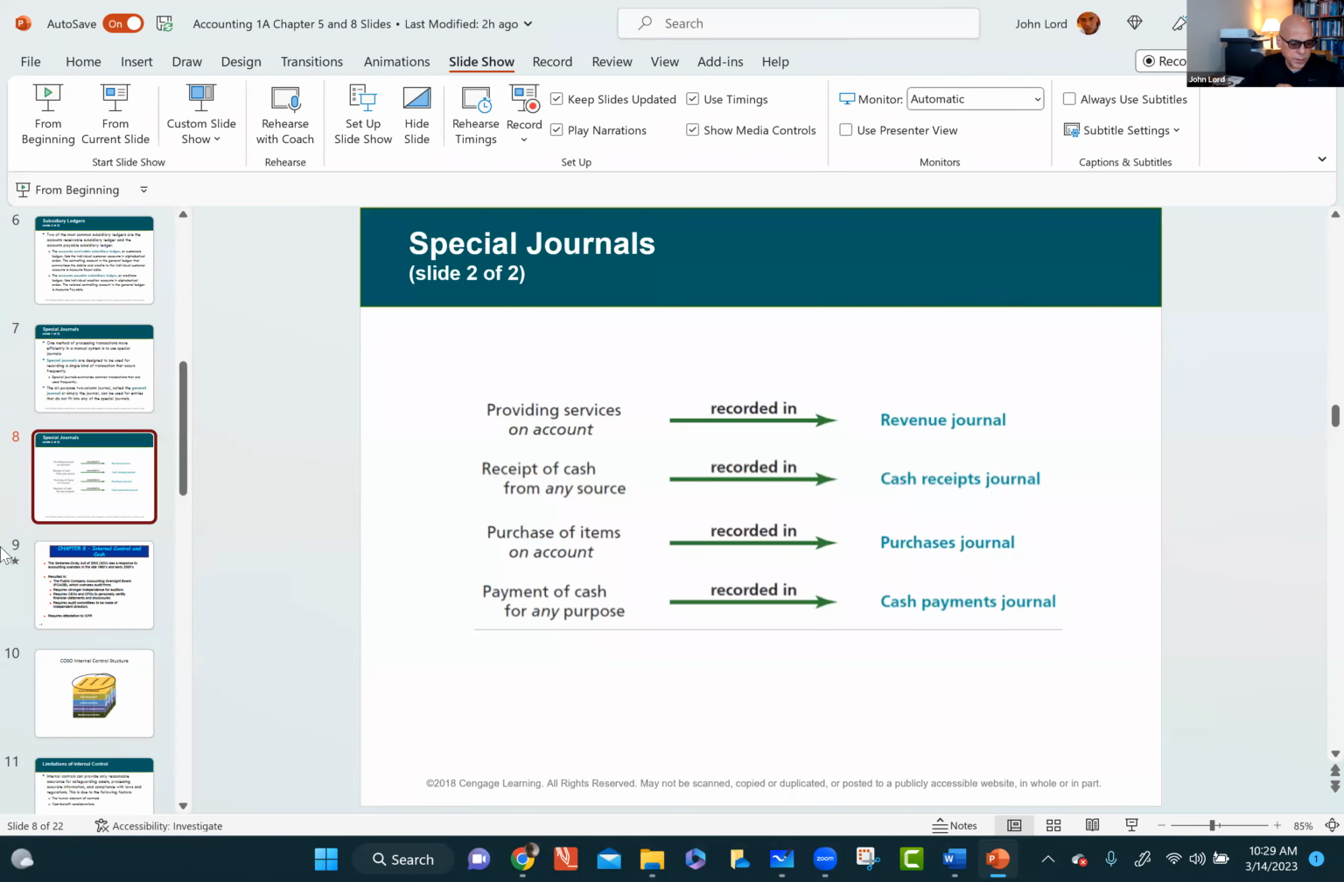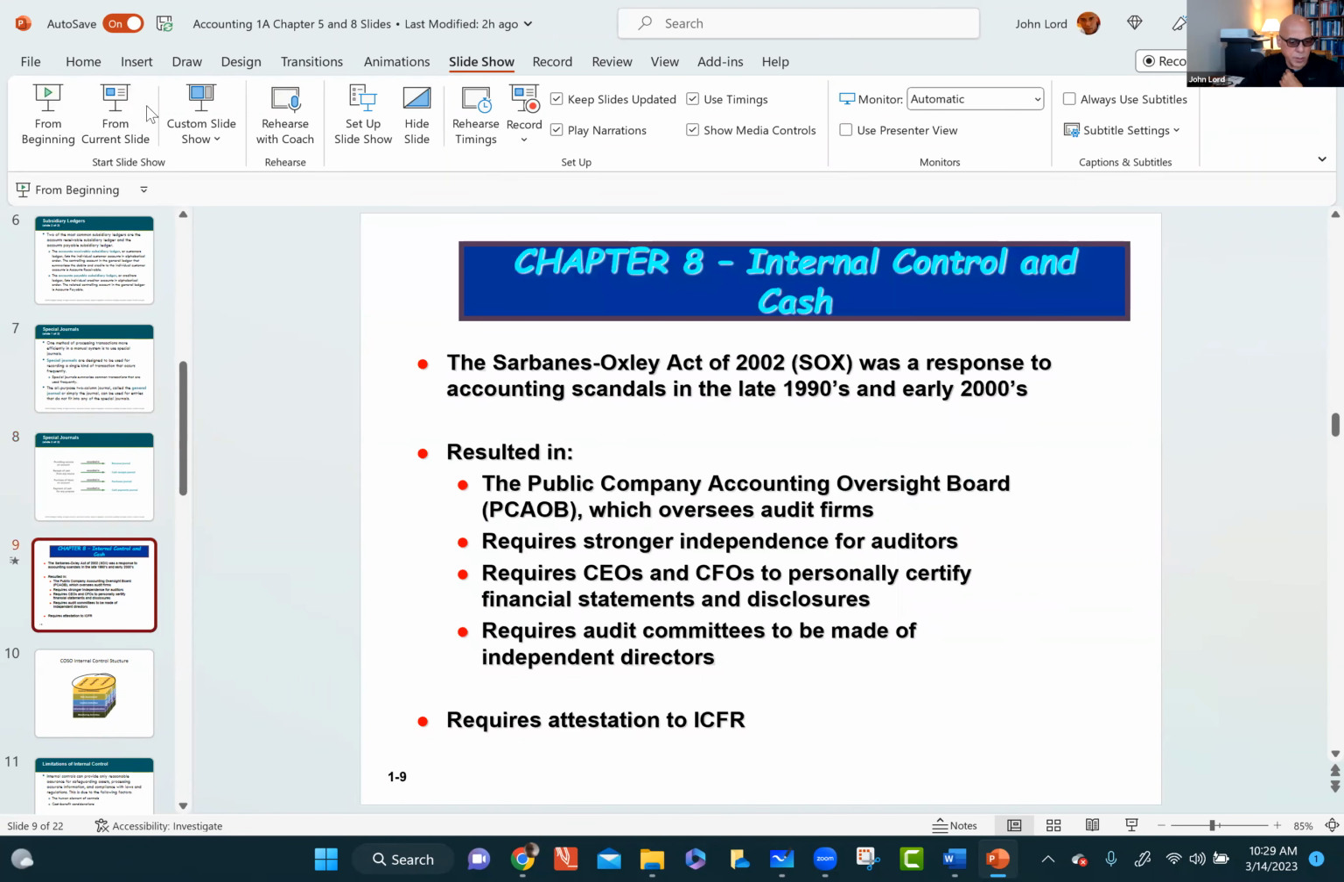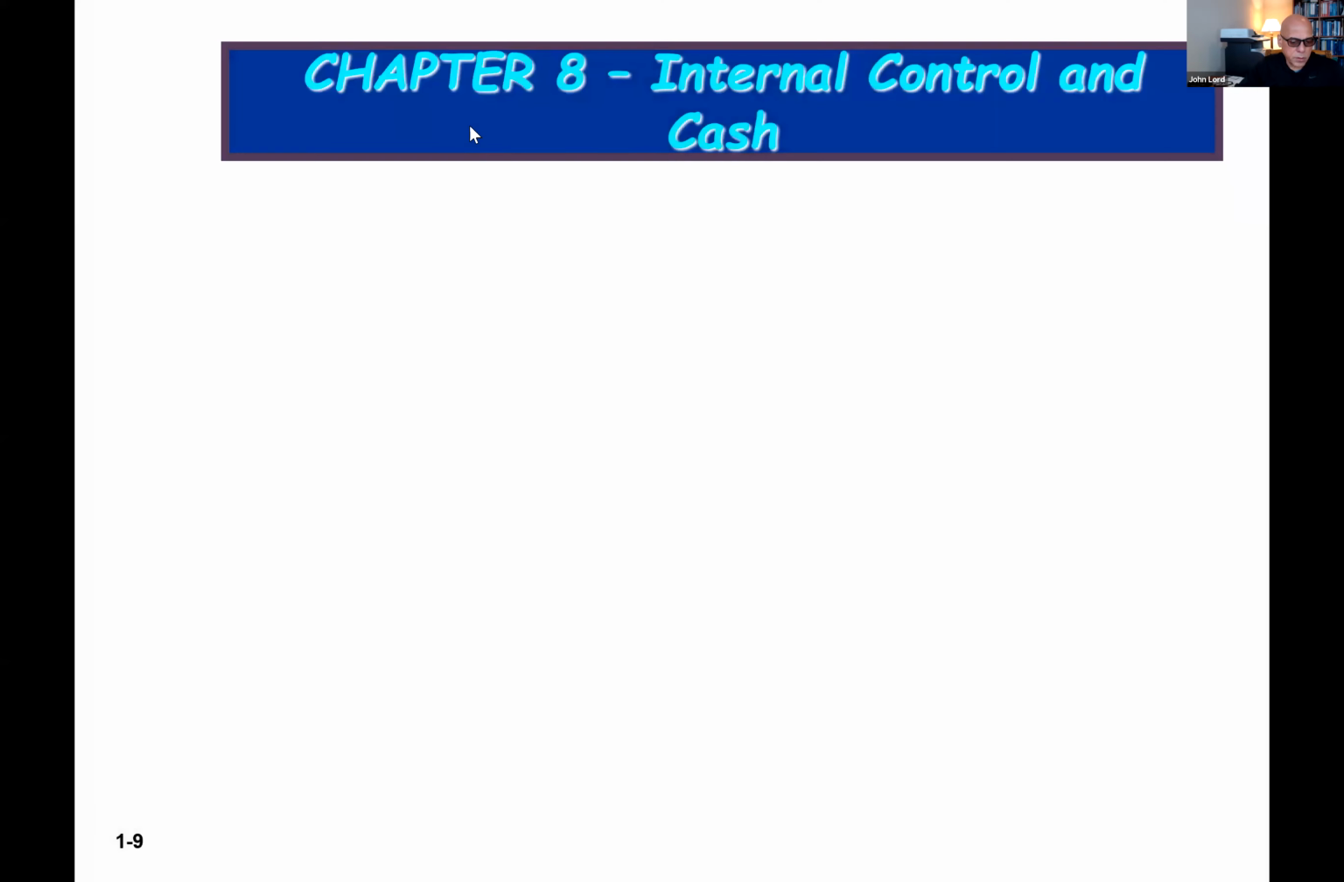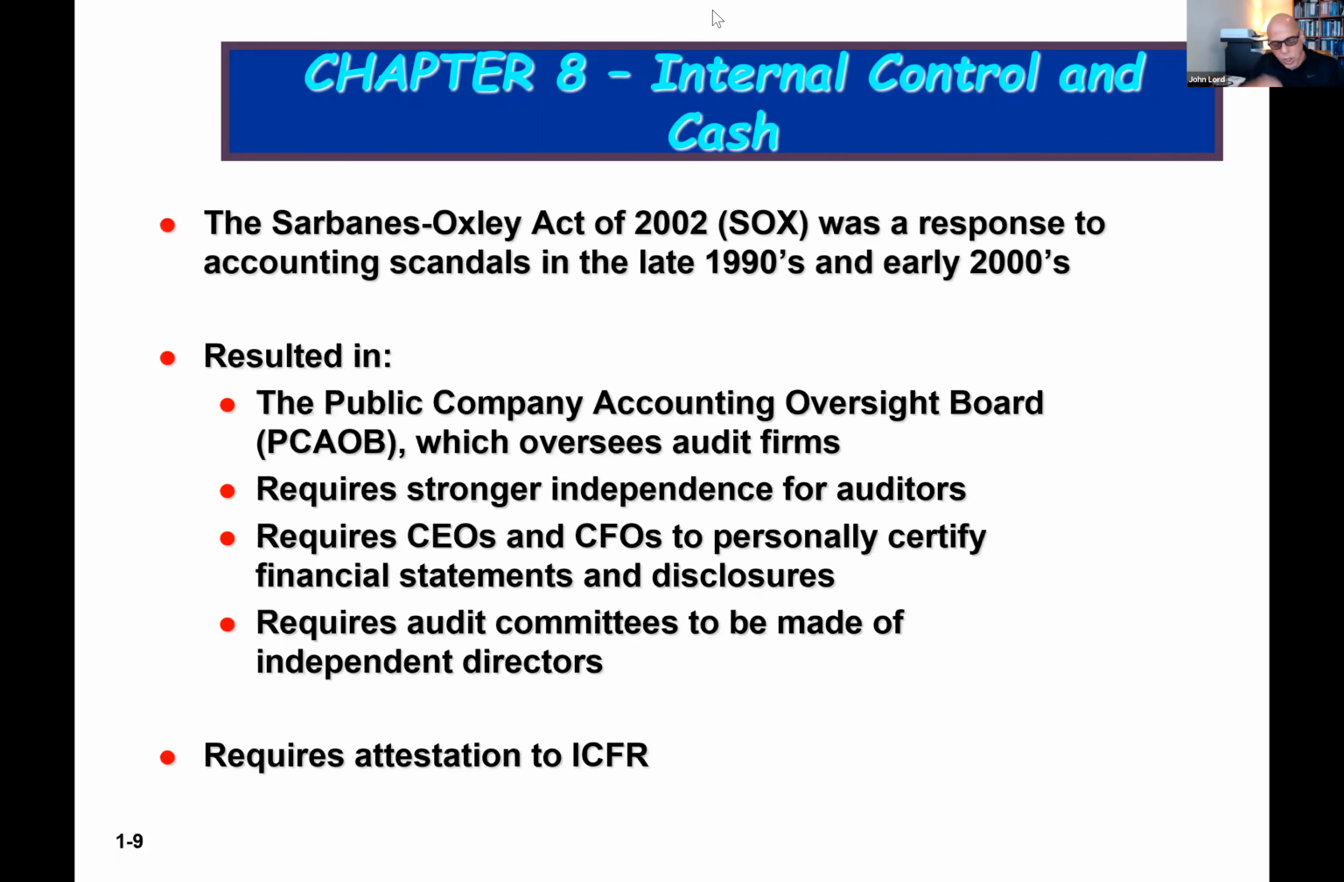Okay, now we talked a little bit about internal controls there, but let's look at this some more. I'm going to put myself into slide mode from the current slide. You may have heard of the Sarbanes-Oxley Act, which was a federal statute issued in 2002, and it came after various financial crises. You've probably heard about Enron. You've probably heard about WorldCom.